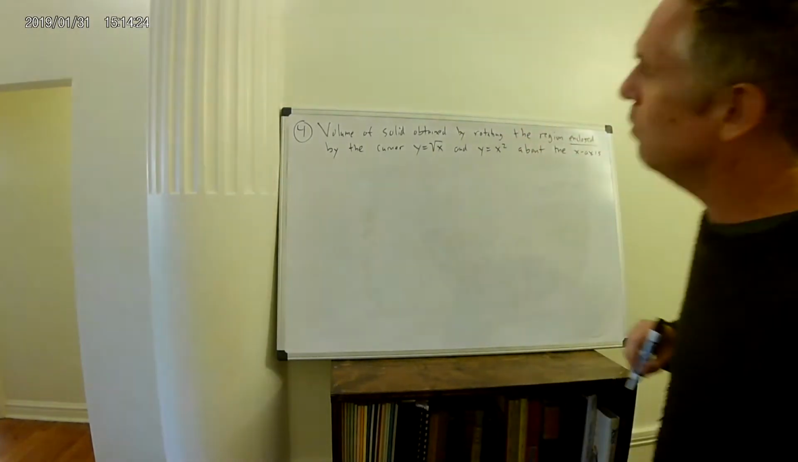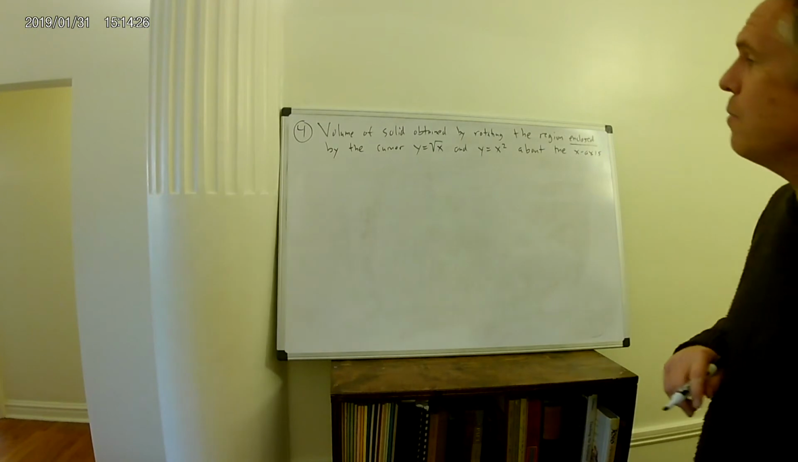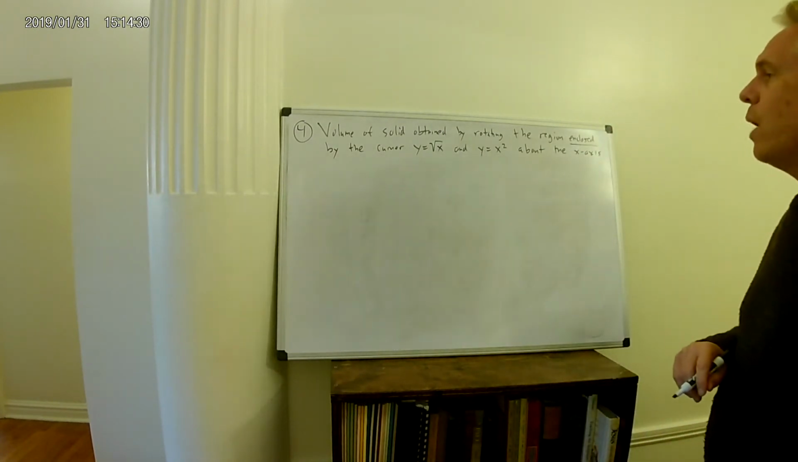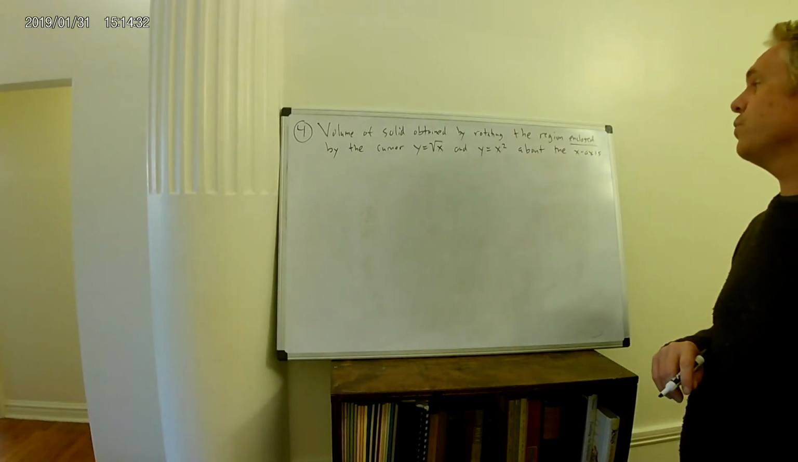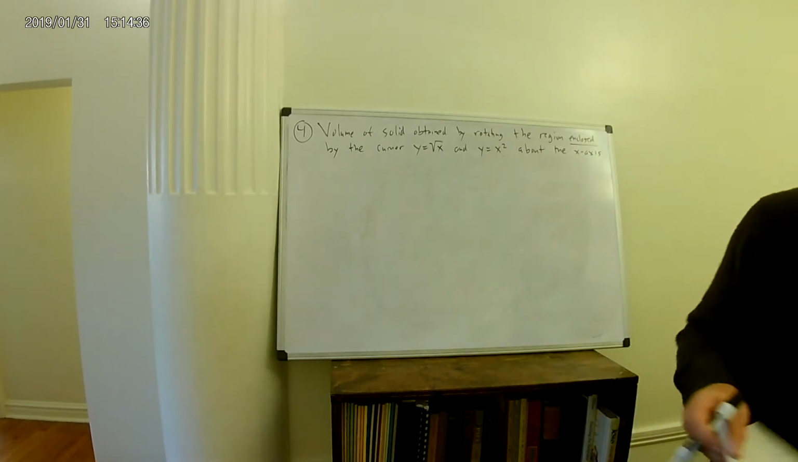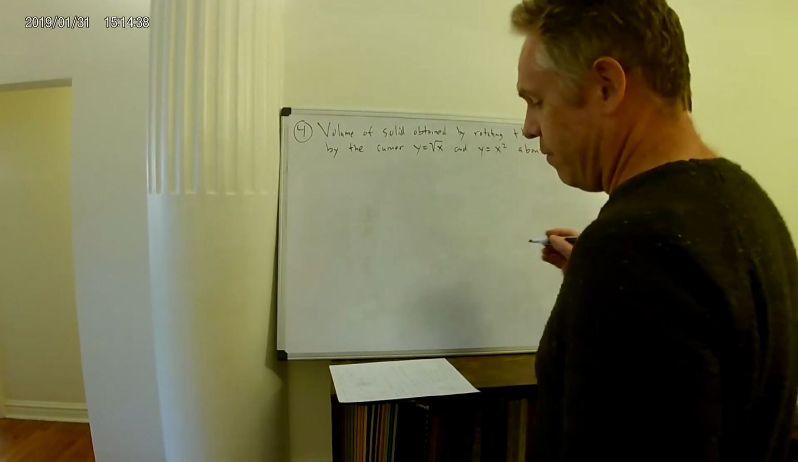Okay, that's a mouthful. What's going on here? We want to calculate the volume of the solid obtained by rotating the region enclosed by the curves y equals square root of x and y equals x squared about the x-axis. Okay, so what the heck is going on here? Well, let's draw a graph of this first.